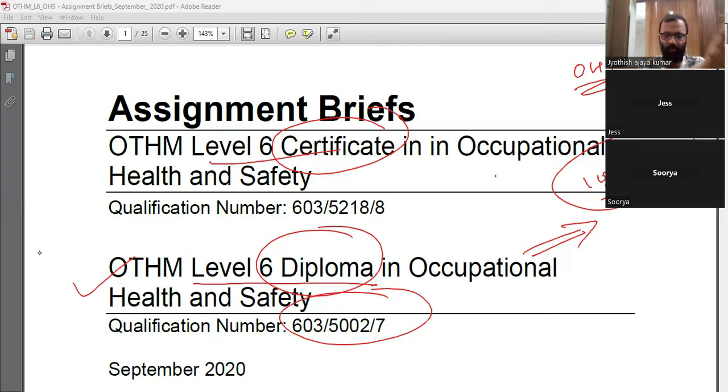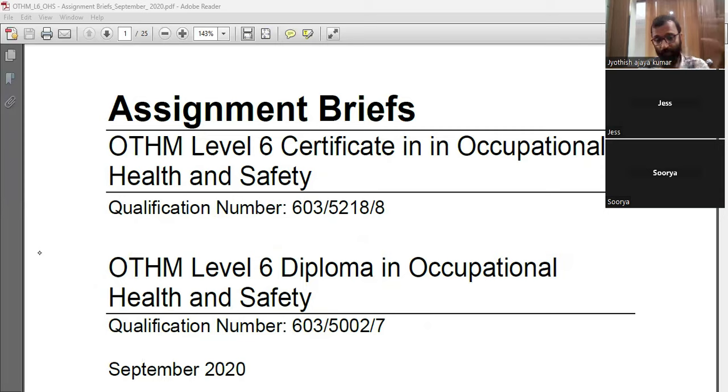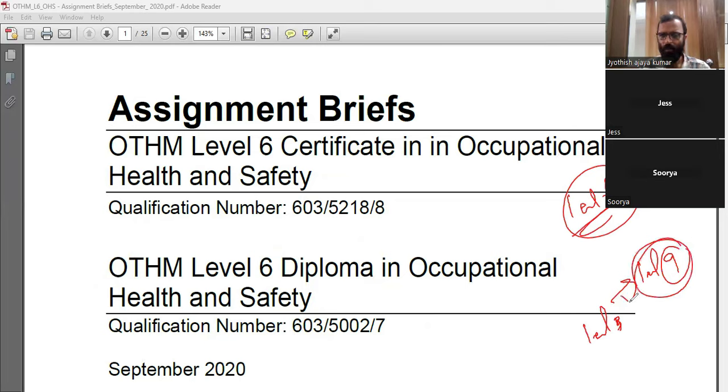Now, let me explain something which is outside of OTHM. What is this level 6? You have done this level 6. You must understand the whole picture so that it will be clear for you. Basically you have from level 1 to level 9. Level 1 no one does, level 2 also no one does. Directly people will go to level 3. These levels are actually UK's educational framework.